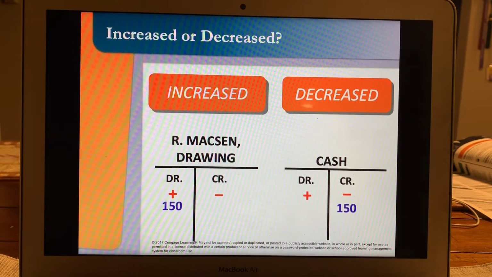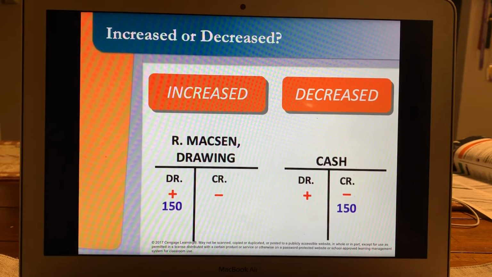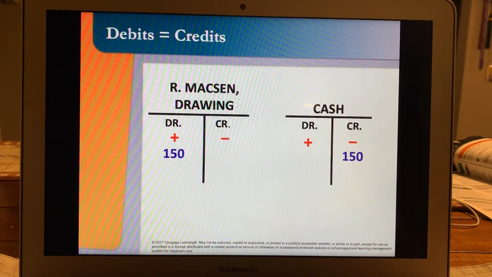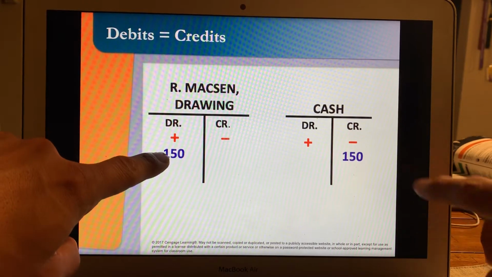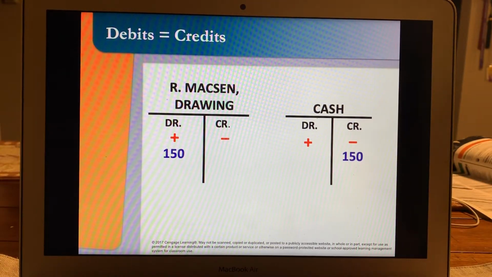So our draw increased by a debit of 150 and our cash decreased by a credit of 150. And here's what it looks like on the T account with numbers, or dollar values. And again, when there's a debit, there always has to be a credit. Okay, keep that in mind.